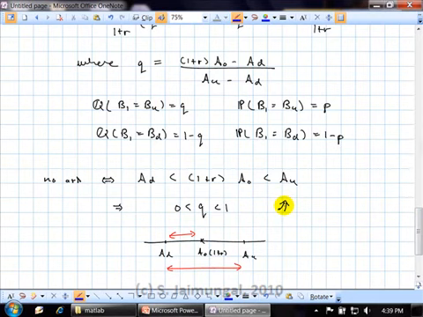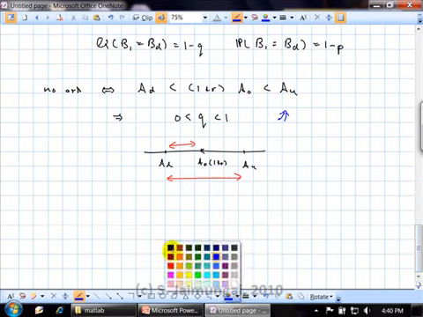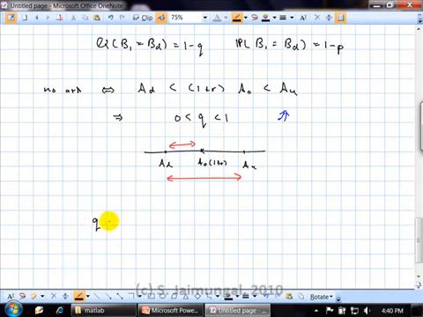So Q being between 0 and 1, or I should say, Q is between 0 and 1 if and only if there is no arbitrage. No arbitrage is showing its magic again. So Q is in the open interval (0, 1) if and only if there is no arbitrage. Right?